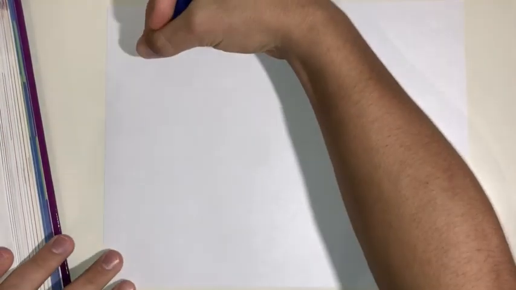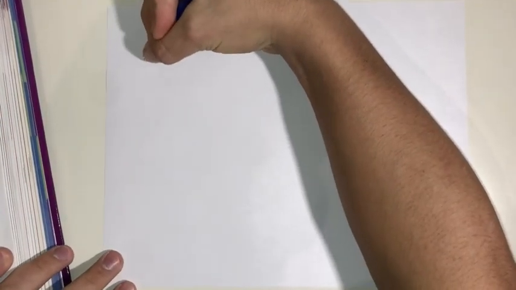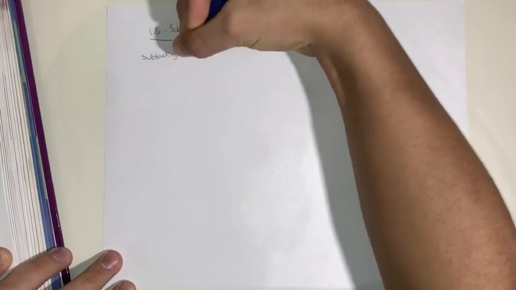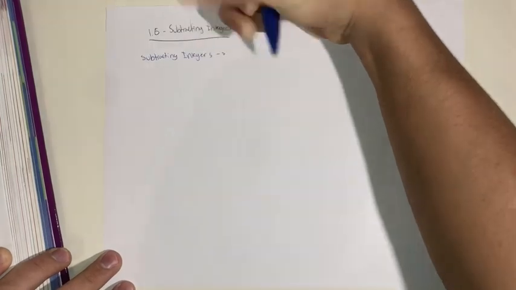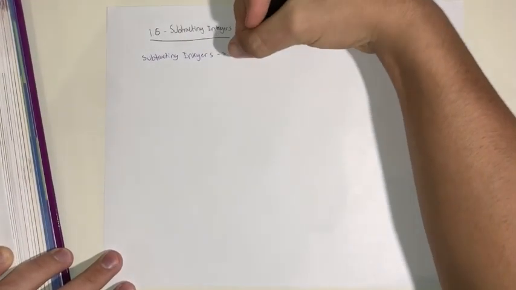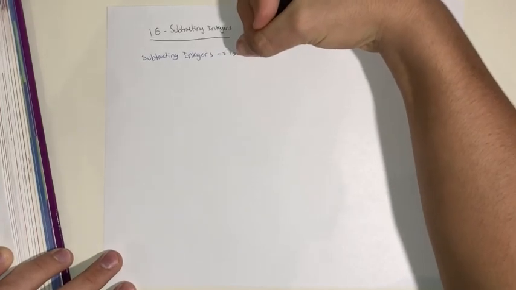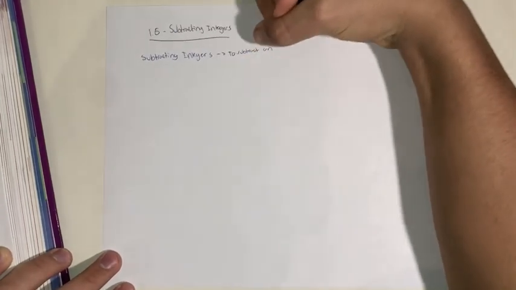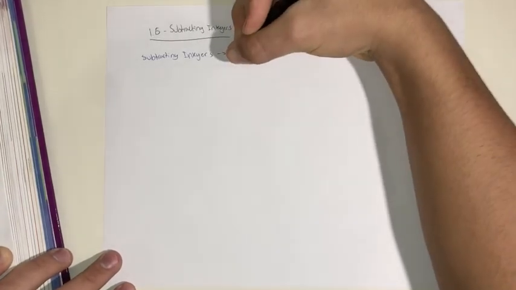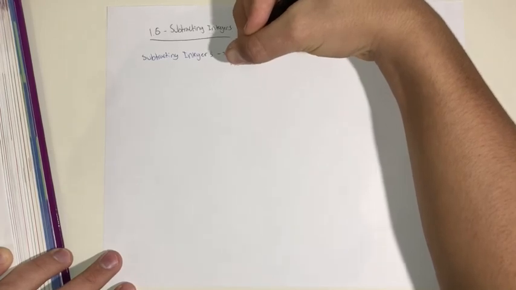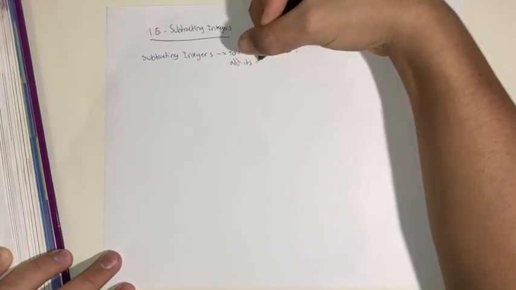Lesson 1.6, subtracting integers. The definition the book gives for subtracting integers is, in words, to subtract an integer, add its opposite.